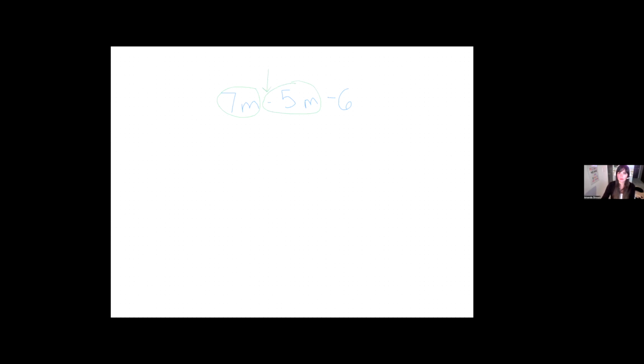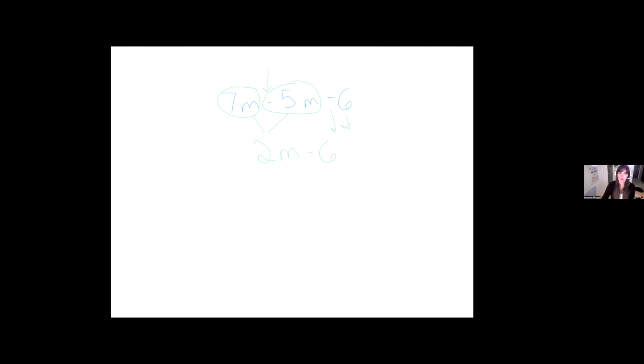So we're going to combine these two. 7m minus 5m, that gives us 2m's. And then we just bring this down. Remember, bring down the symbol and the number. 2m minus 6. Wonderful. Let's try another one here.